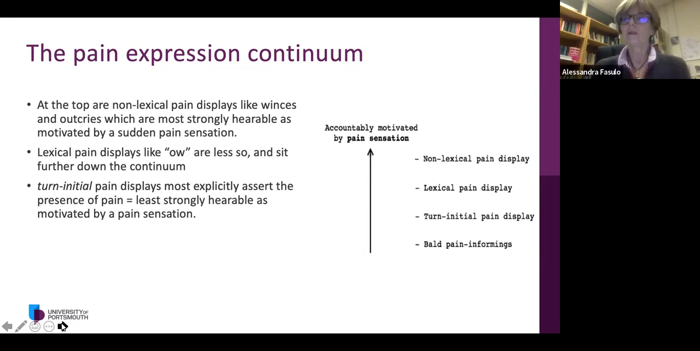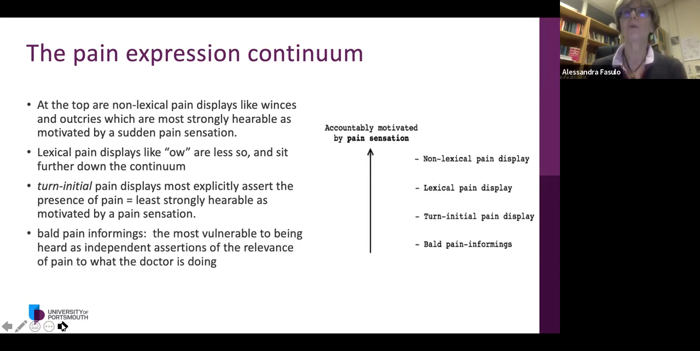And then you have turn-initial pain displays, so that they start a turn and are seen as under the control of the patient, who uses them to start a conversation. They are least strongly hearable as motivated by pain cessation in this position. So position counts as everything in conversation, as you know. And then you have bold pain informings like, oh, it hurts when you do something like that. They are the most vulnerable to being heard as an independent assertion of the relevance of pain to what the doctor is doing, and so putting pain on the table in quite a strong way.